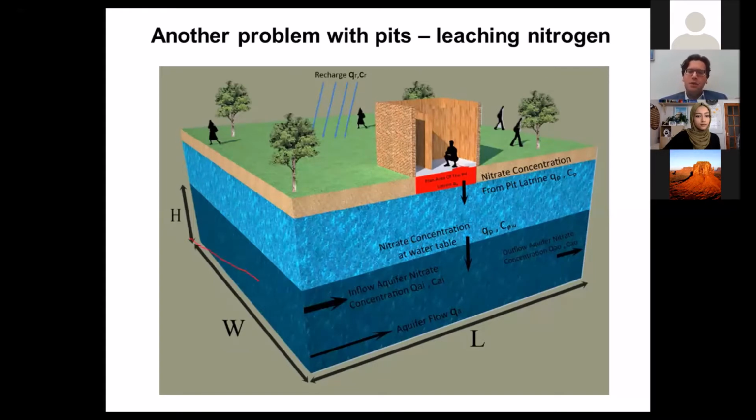So we wanted to see whether we could come up with some guidelines for people in terms of how they should site latrines, and also what types of sanitation approaches would be sustainable in areas where you have high water tables and you might be polluting the water with nitrate. So we created a simple model where we took some measurements from the field to get an idea of what the nitrogen levels are in pits. And then we did what's called an advection dispersion model to try to model how that waste is going to pass through the soil and into the groundwater.